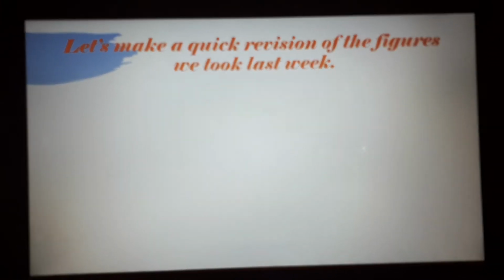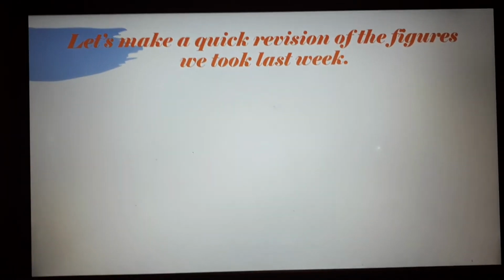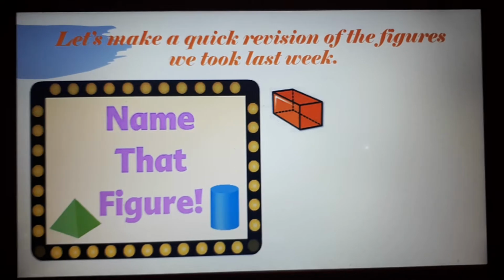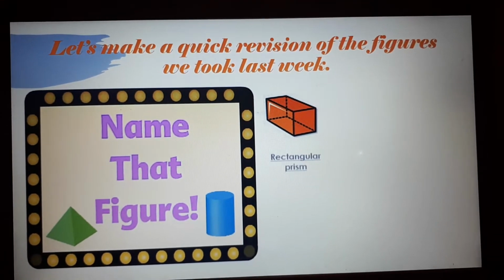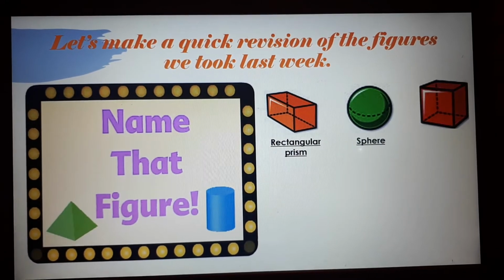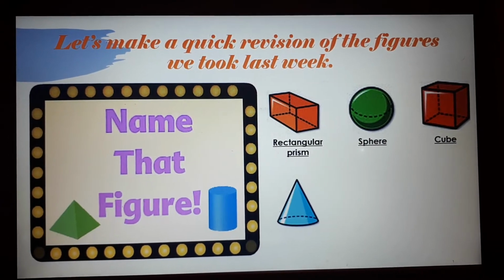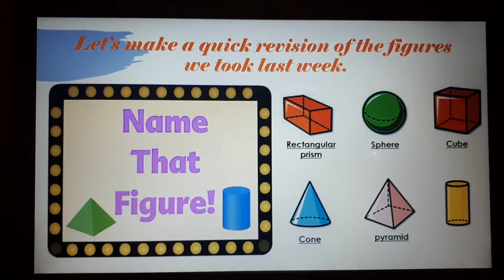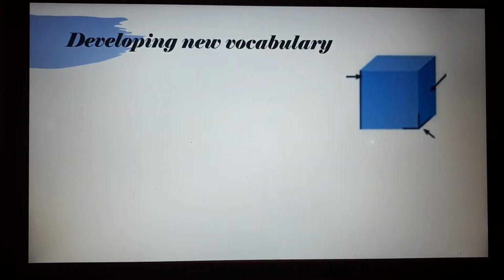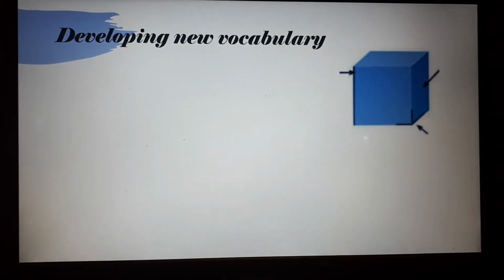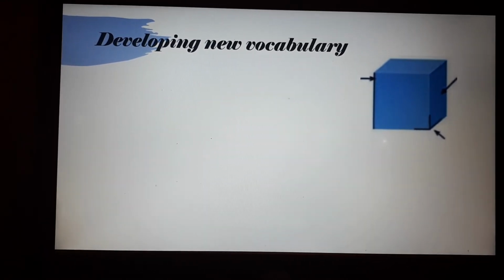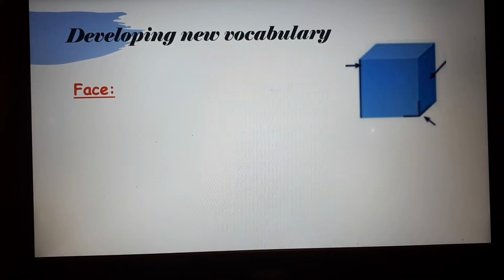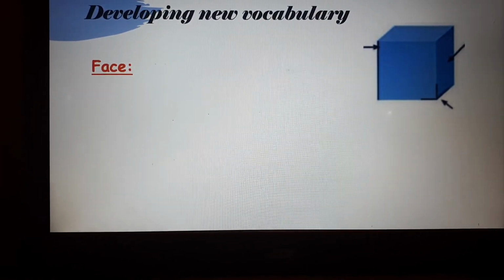Let's start and make a quick revision about the figures that we took last week. Rectangular prism, sphere, cube, cone, pyramid, and cylinder. Now, let's develop the new vocabulary words, and as I told you, I explained it before. Come on. Face. Do not tell me, teacher, a face with eyes, nose, and mouth.